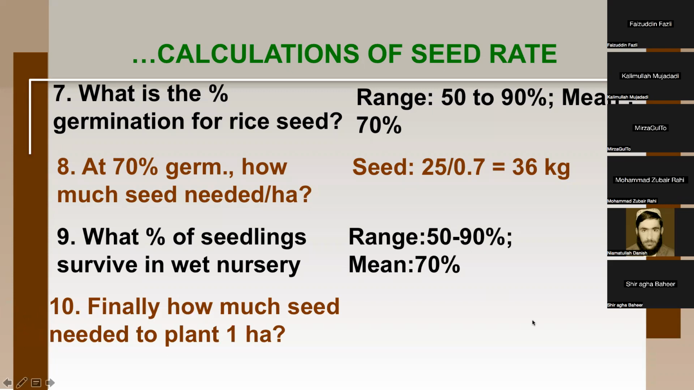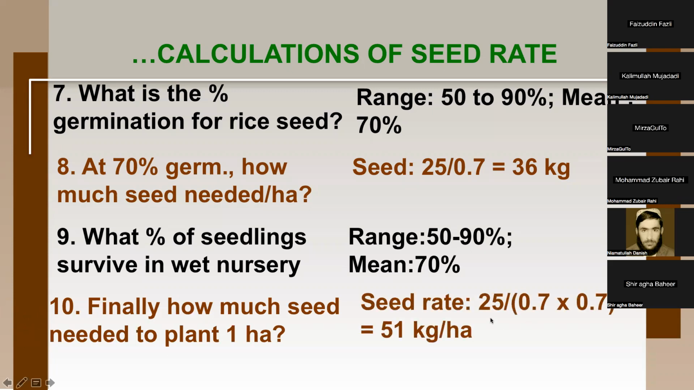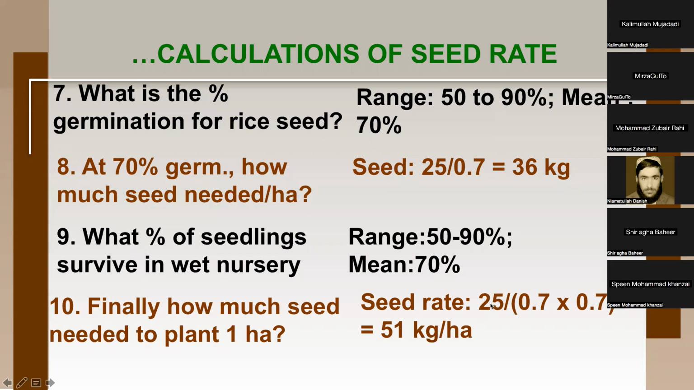Finally, how much seed is needed to plant 1 hectare? Then you need to have 25 divided by 0.7 into 0.7. The first 0.7 means 70%, this is for germination percent. And the other 0.7 is for survival percent of the seedling, which is 70%. So 70 by 100, 0.7. So 25 divided by 0.7 into 0.7 comes out to be 51 kilogram per hectare.